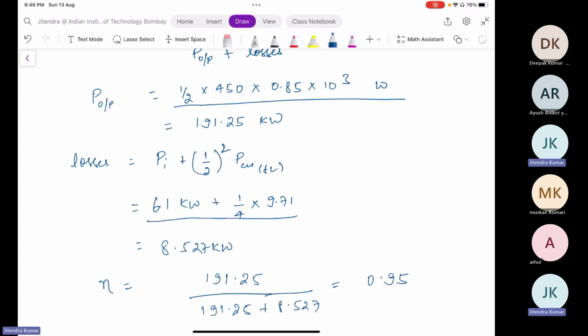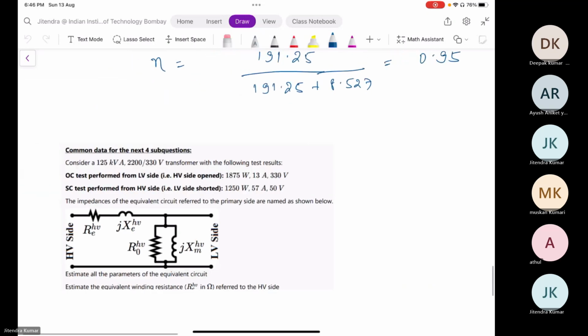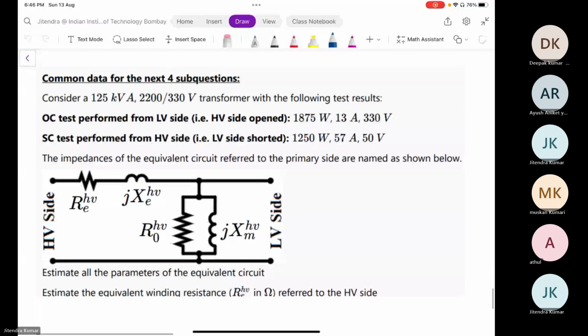So have you gone through the open circuit test and short circuit test? Yes, sir. Should I take a problem from there? Yes, sir. Okay. I hope you are able to see the question. Yes, sir.